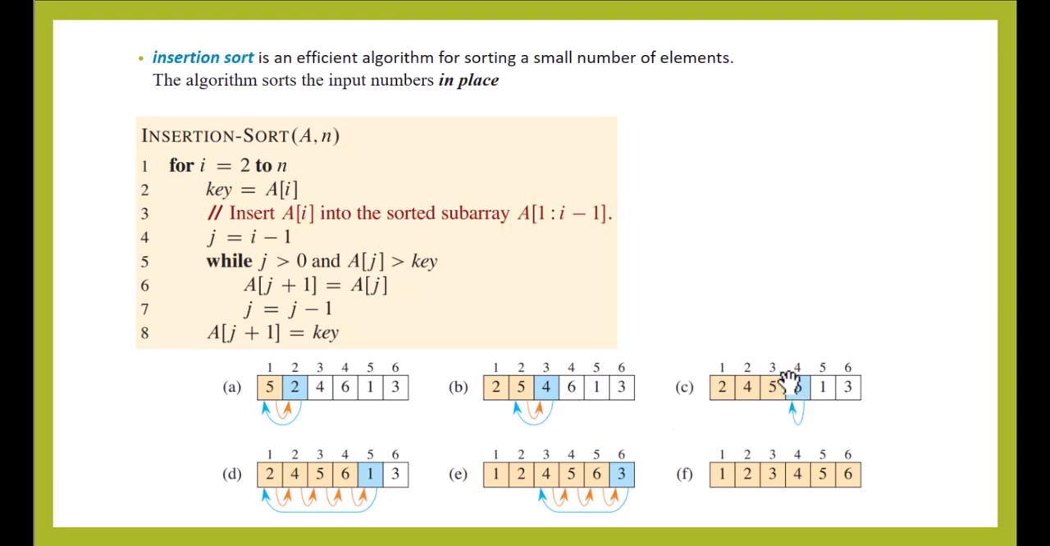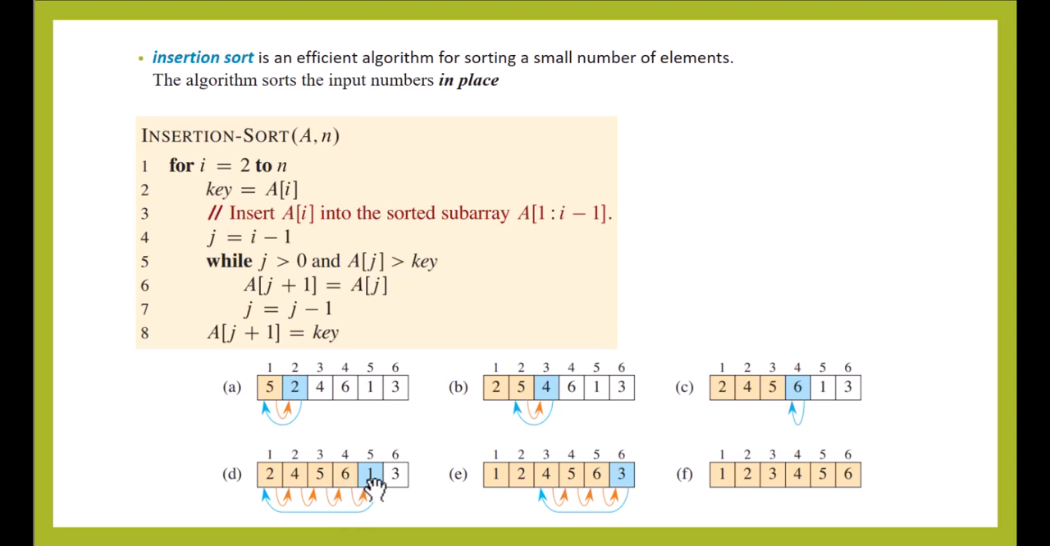Here, we copy 6 into the key, so this position will be empty. We want to switch it, but 5, A[j], is not greater than the key, it is less than the key, so we don't need to switch it. Now here, 1, let's copy this into the key. So this position will be empty.